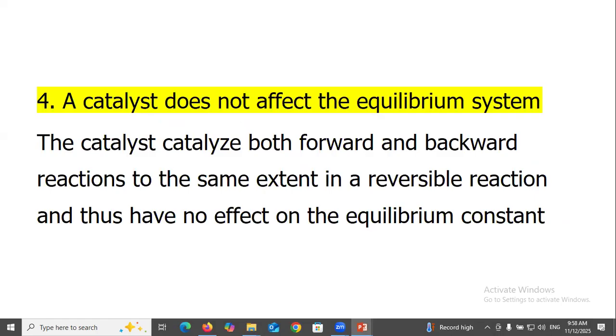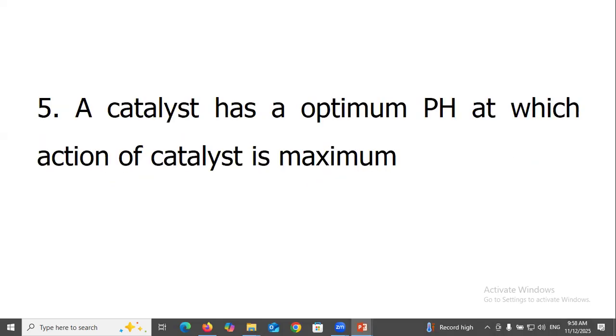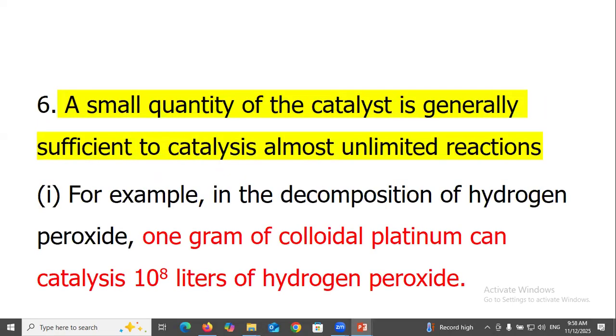A catalyst does not affect the equilibrium state. The catalyst catalyzes both the forward and backward reactions to some extent in a reversible reaction, and thus has no effect on the equilibrium constant. A catalyst has an optimum condition at which its action is maximum.